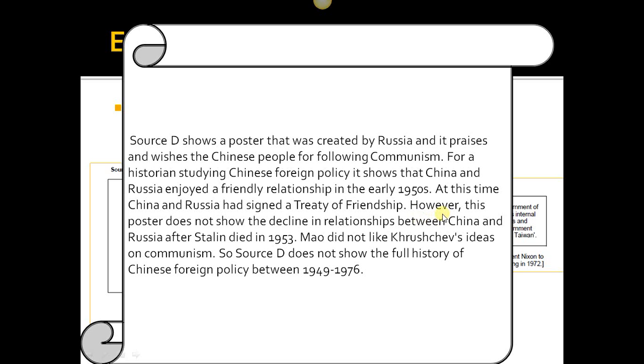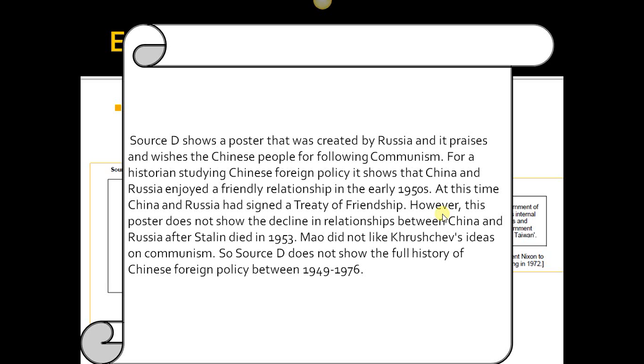If you think about it, this is when they're actually sending in Russian scientists, although some of them are whack when it comes to the farming advice that they give, but they do become friends. And at this time, China and Russia had signed a treaty of friendship. However, this poster does not show the decline in relationships between China and Russia after Stalin died in 1953. Mao did not like Khrushchev's ideas on communism. So source D does not show the full history of Chinese foreign policy between 1949 and 1976.